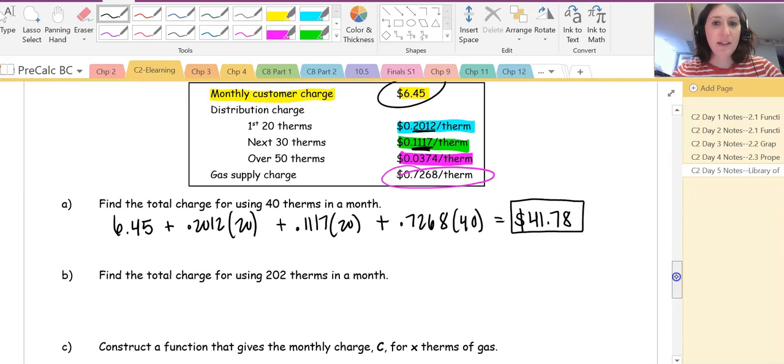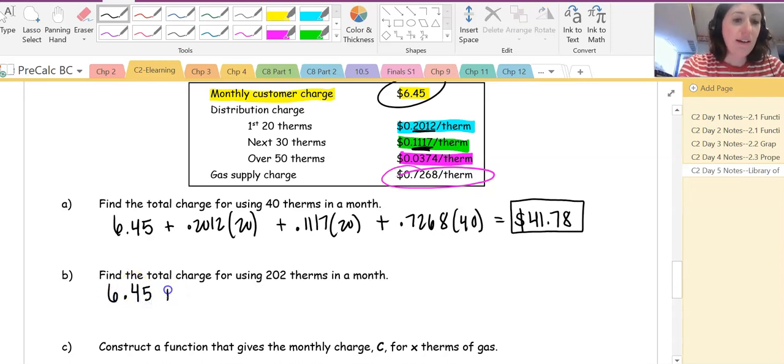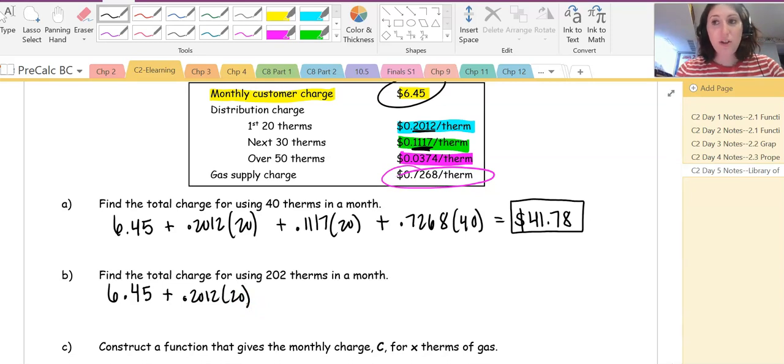All right, so now we're going to do this again for 202 therms. Start with your total charge, $6.45. Okay, first 20 therms, I'm paying 0.2012. Next 30 therms. So I had paid for 20, now I'm paying for 30 more. That's at the rate of 0.1117. All right, so how many therms have I paid for at this point? I've paid for 50, right?